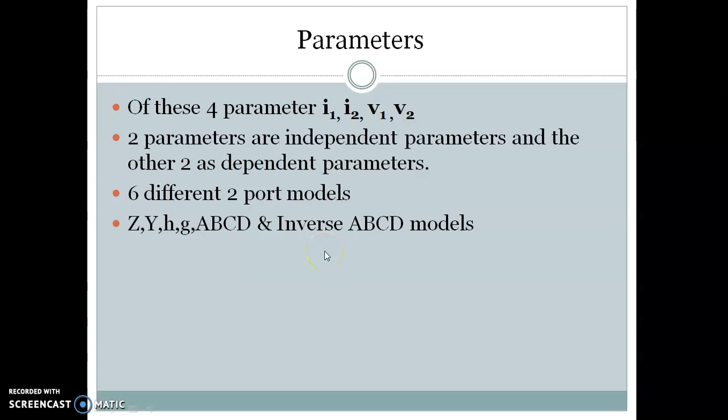Now we will have a quick review of the independent parameters for the different modeling methods. Then we will discuss which model will be suitable for modeling your BJT amplifiers.